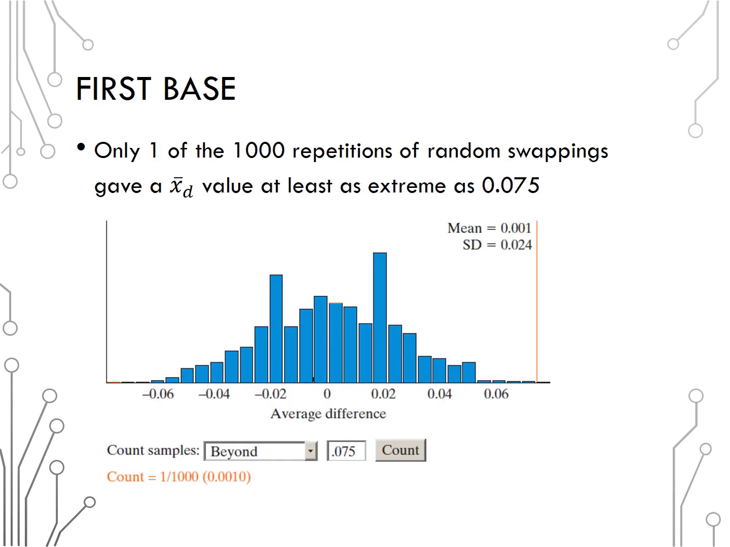In fact, only one of the 1,000 simulated repetitions of random swappings gave a mean difference value at least as extreme as 0.075. Notice to get our p-value, we selected beyond because this was a two-sided alternative, and then beyond our observed mean difference of 0.075.